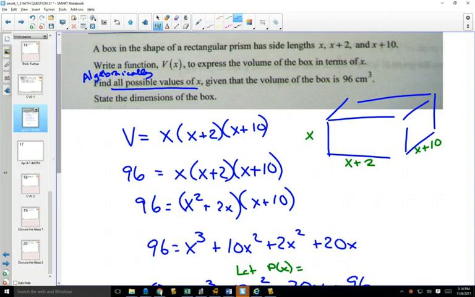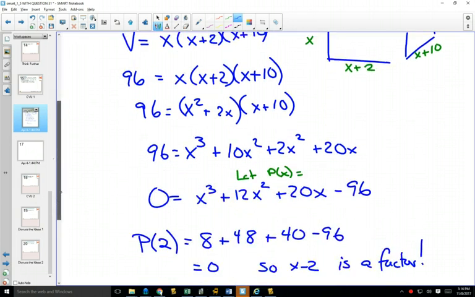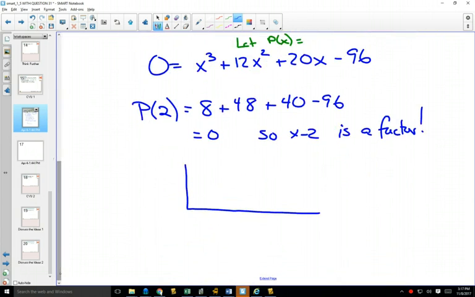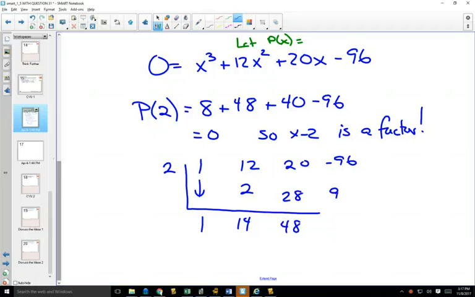2 works, but how do you know that that's the only value that works? What happens if there's other values that work as well? So I'm going to use my synthetic division. I'm going to put 2 outside here. I have 1, 12, 20, and negative 96. Bring down the 1, 14, 28, 48, 96, 0.